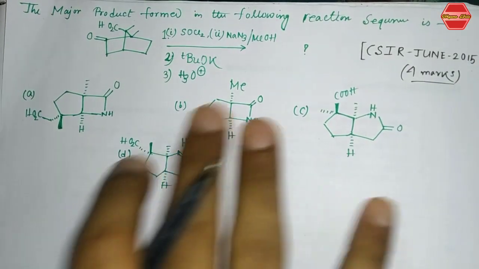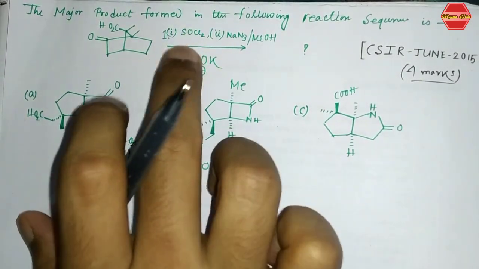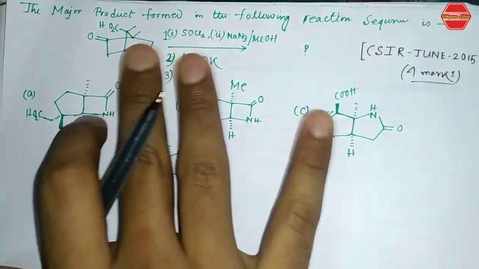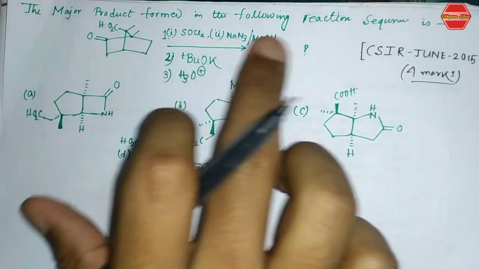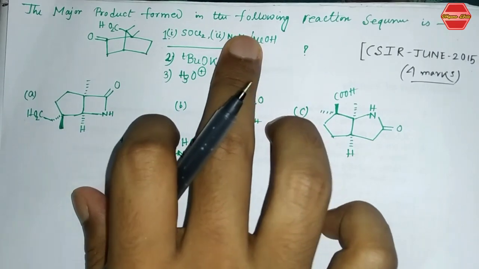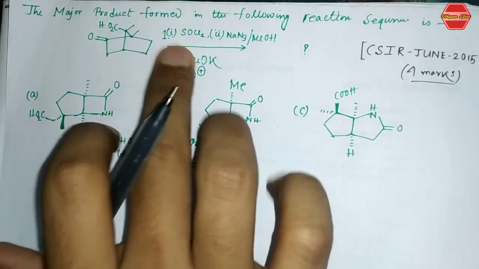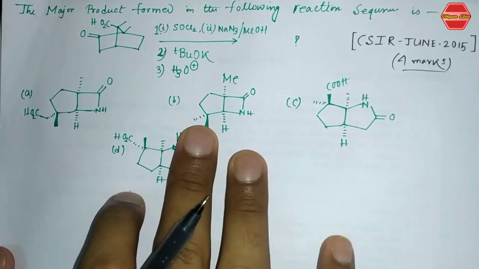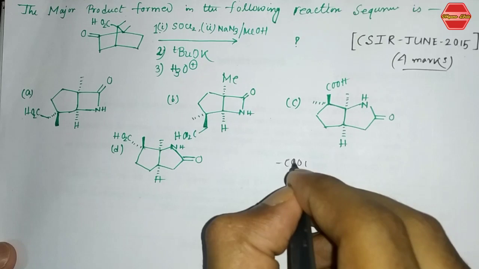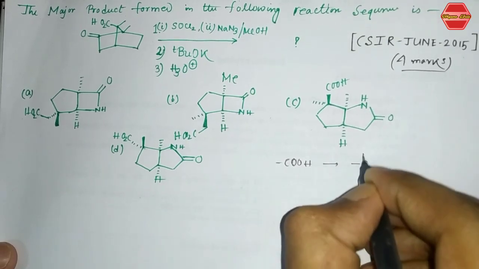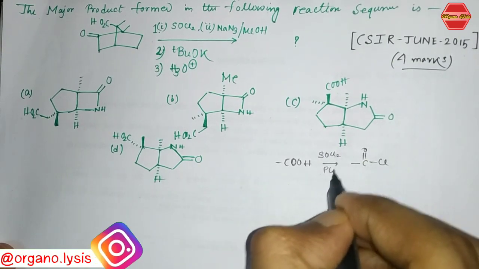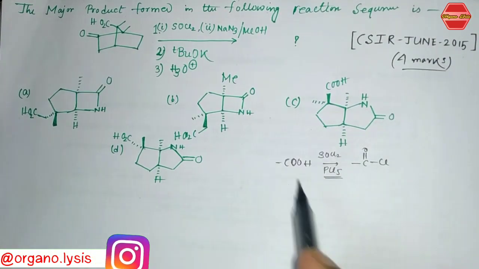We all know the role of SOCl2. It is generally used to convert an acid to an acid chloride derivative, that is COOH to COCl, and an alternative reagent also used is PCl5. So PCl5 or SOCl2 can generally form COCl from COOH. Both can do the same thing.